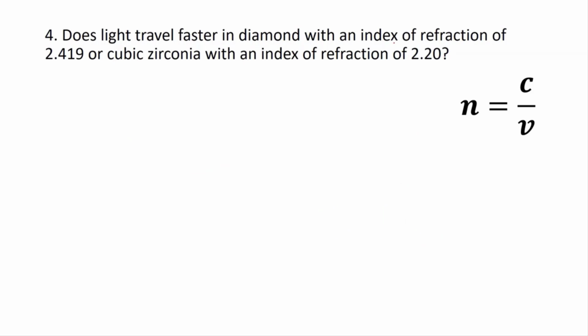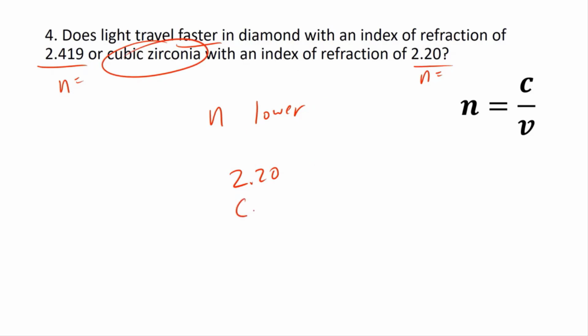Does light travel faster in diamond with an index of refraction of 2.419 or cubic zirconia with an n of 2.20? So which one is going to be faster? Well, the one that's faster is going to be the one with the n value that's lower or smaller. And so in this case, the 2.20, which is cubic zirconia, is going to be the answer here.